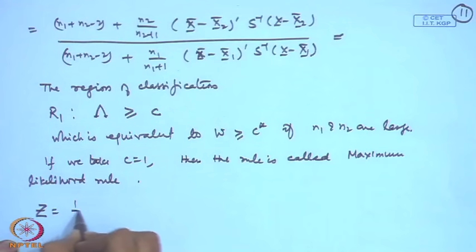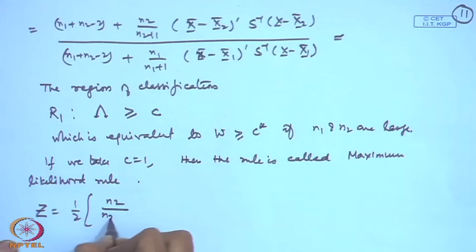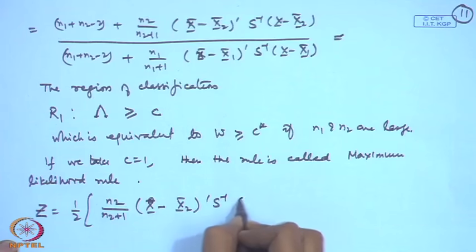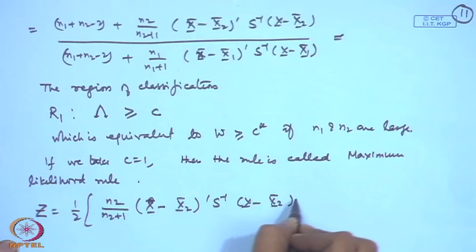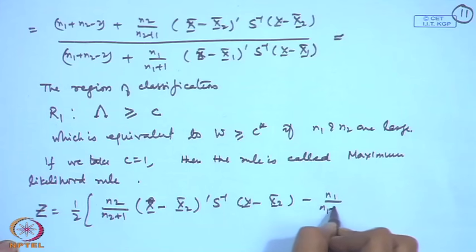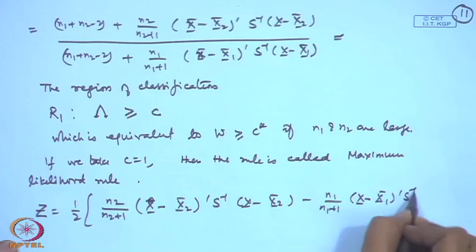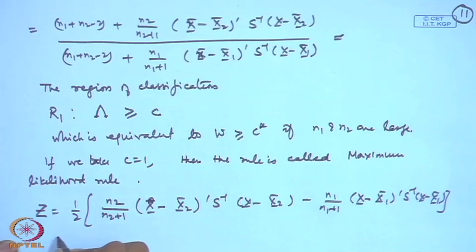So, for example, if we consider Z equal to half of [n2 by n2 plus 1 (x minus x2 bar)' S inverse (x minus x2 bar) minus n1 by n1 plus 1 (x minus x1 bar)' S inverse (x minus x1 bar)], then basically the rule is: R1 region is Z greater than 0, and R2 if Z is less than 0.